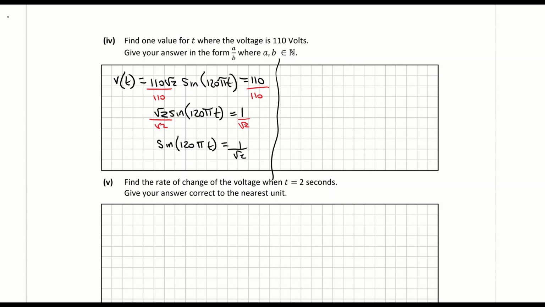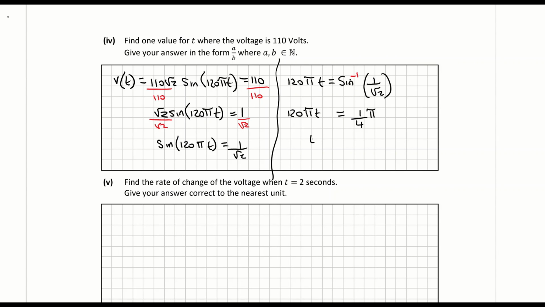To get 120 pi t on its own, I'm going to find the sine inverse. So therefore, 120 pi times t is equal to sine inverse of 1 over root 2. In order to get rid of the sine, I need to find the sine inverse. And the sine inverse of 1 over root 2 is giving me in radians 1 over 4 pi. So I've set my calculator there to radians because it's dealing with pi in the formula.